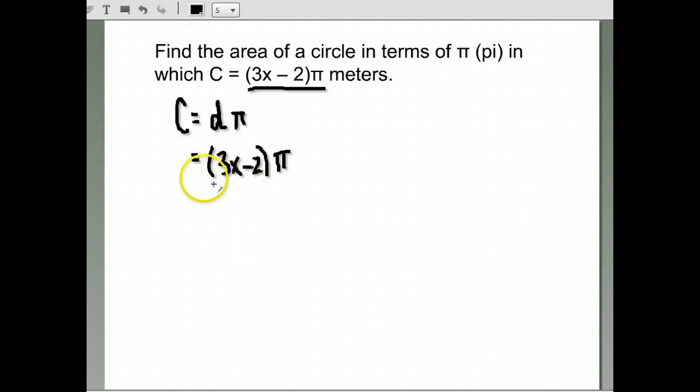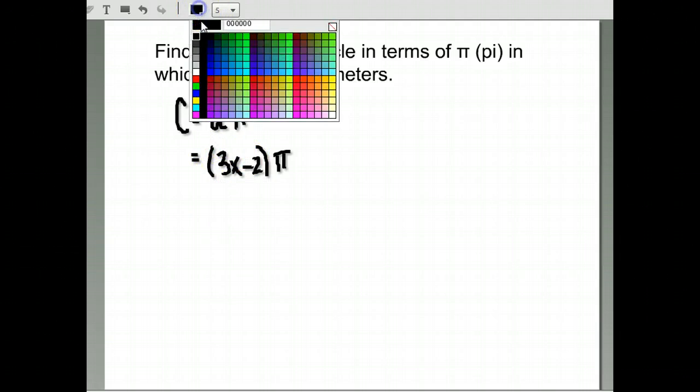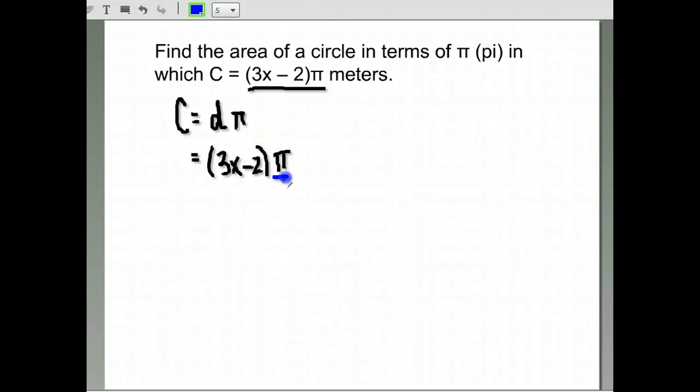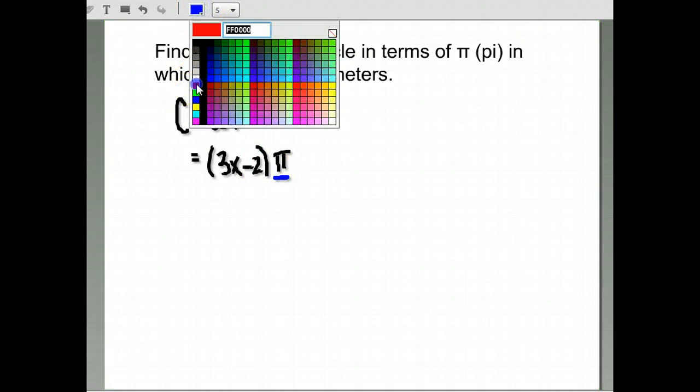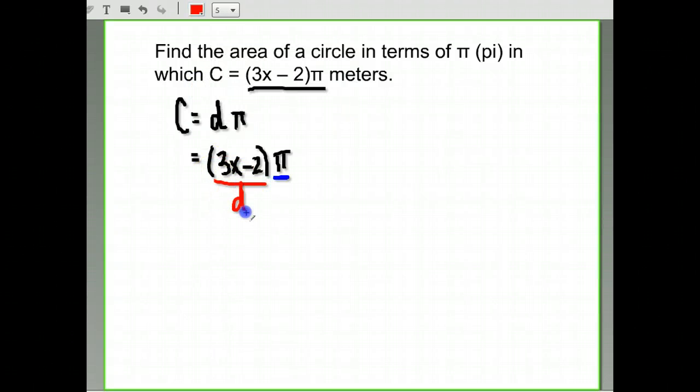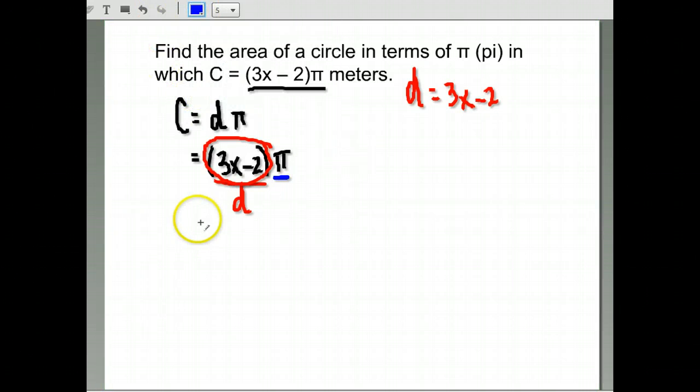Alright, well, what might we have for our different parts? So look, we have the pi portion is here, which means that this part here must be the diameter. Okay, so we're trying to find the area of a circle with a diameter of 3x minus 2. We want the area once again. Well, what's the formula for the area of a circle? It's pi times the radius squared. We don't have the radius, we have the diameter.